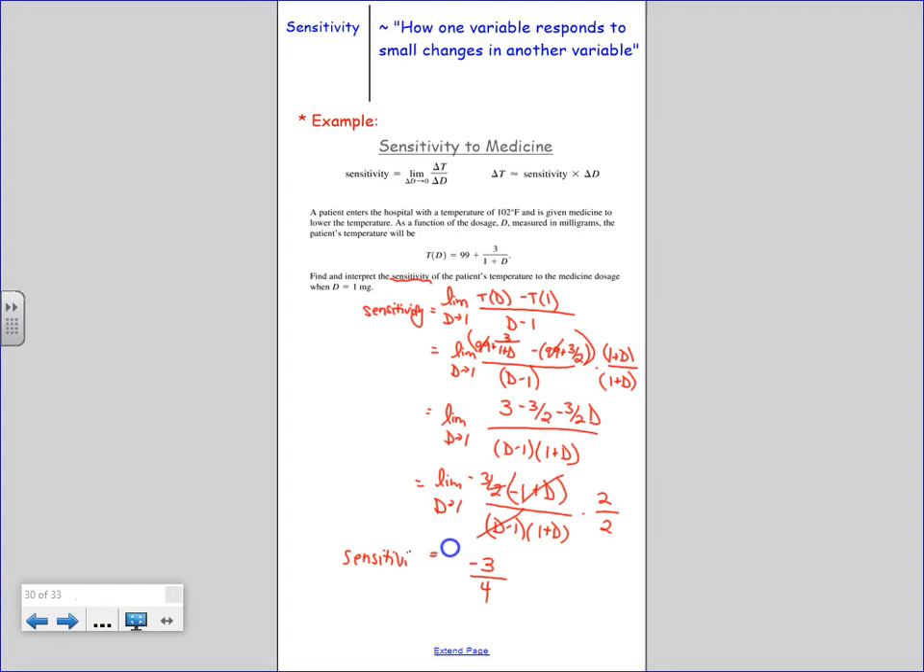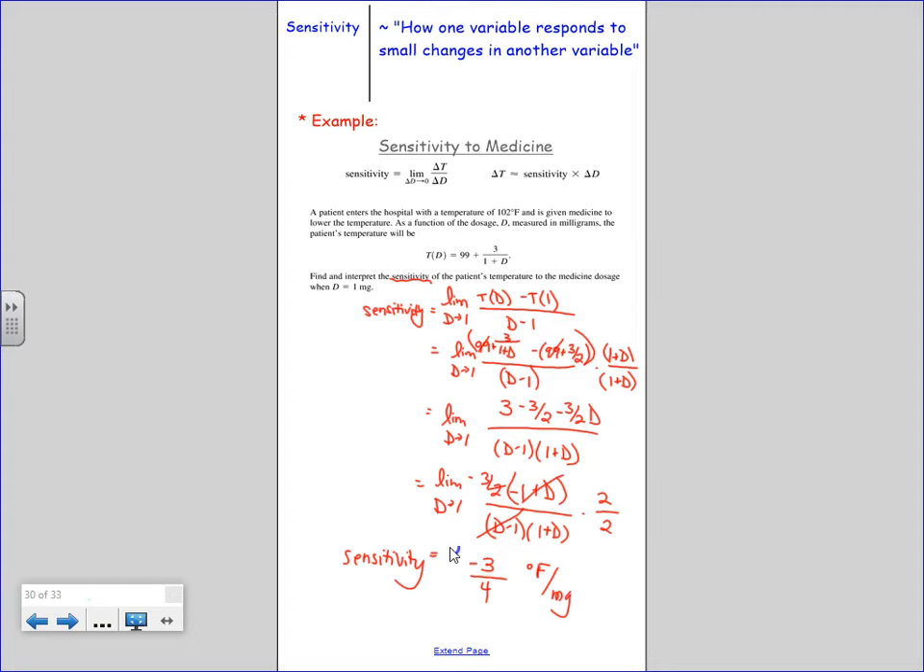Why is it negative? Why does that make sense? It's more sensitive: as the dosage goes up, the temperature goes down. So basically, that's degrees Fahrenheit per milligram. For every additional milligram, the temperature will go down 3/4 of a degree.